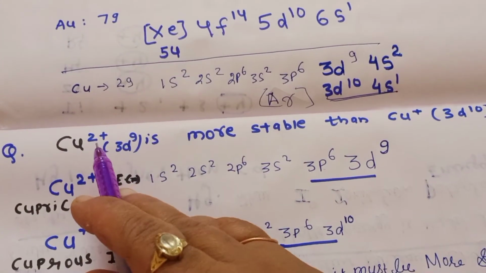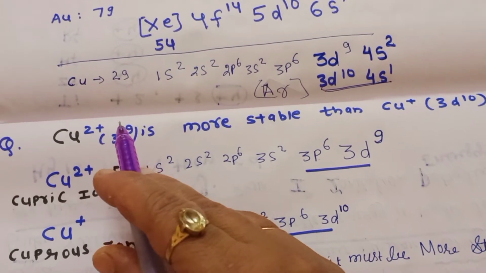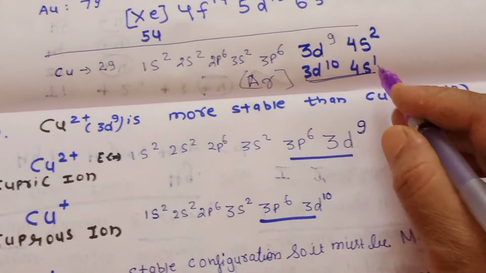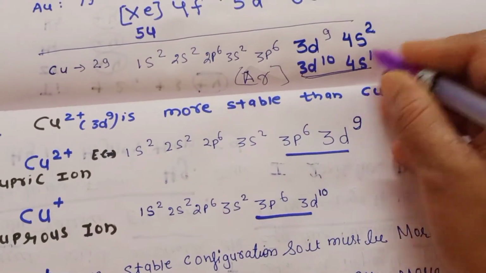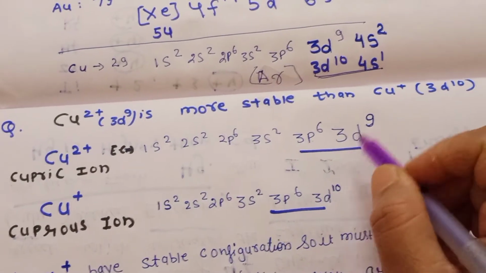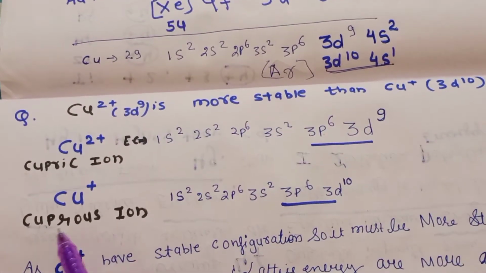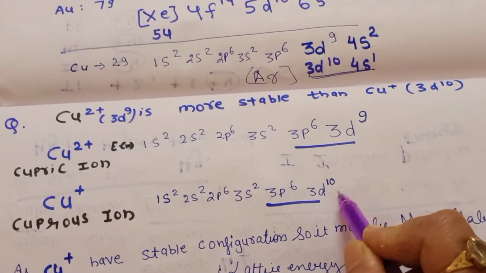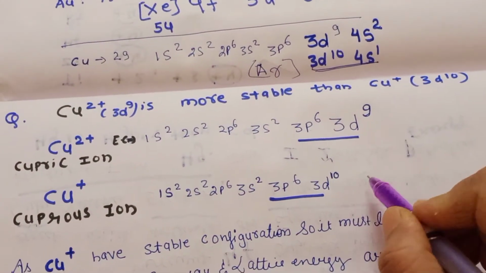Since it is given Cu2+, we have to remove 2 electrons. So for the 2+ configuration, 1 electron will be removed from the 4s1, and 1 electron from the d, so it will be 3d9. When we talk about Cu+, there is only loss of 1 electron, so we remove only the 4s1 electron.